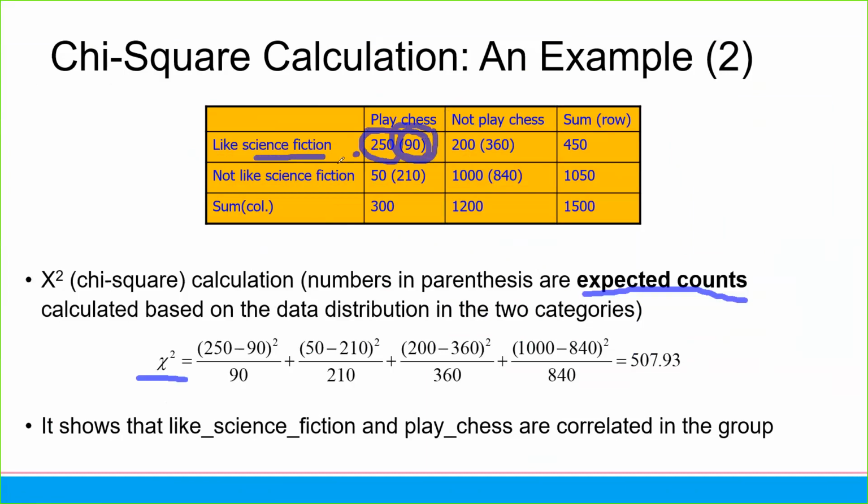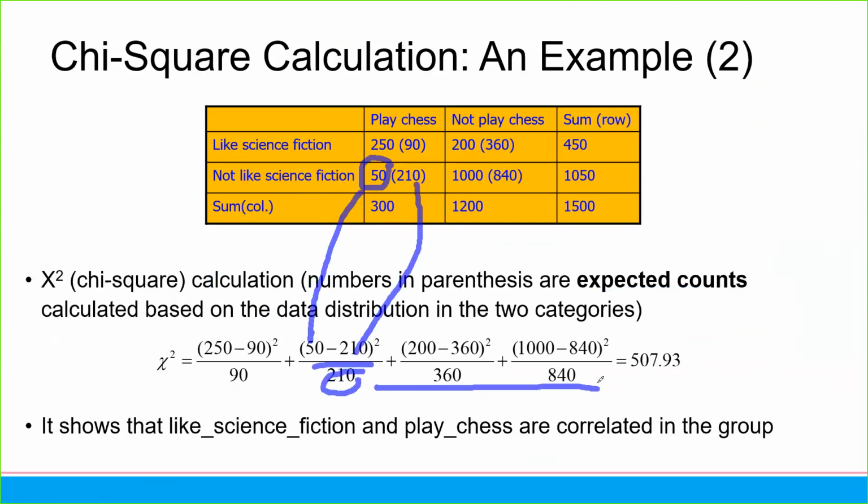We just put the 250, which is the observed value, minus the expected value, squared, divided by the expected value. And we sum all those numbers. So we have 50, which is the observed value, minus 210, which is the expected value, divided by the expected value. And then we find the number 507.93.